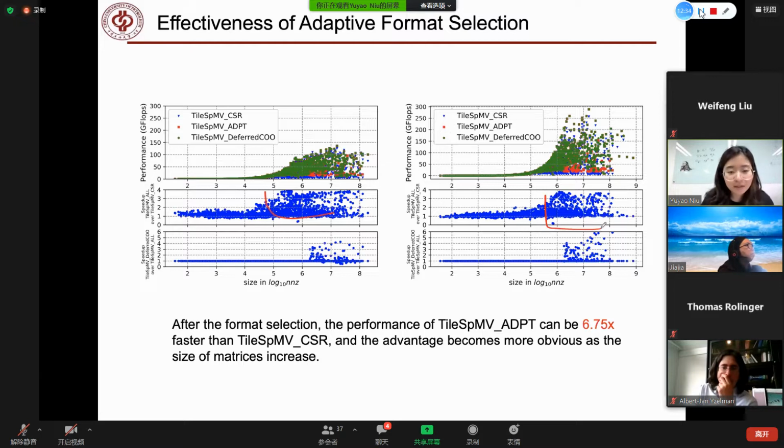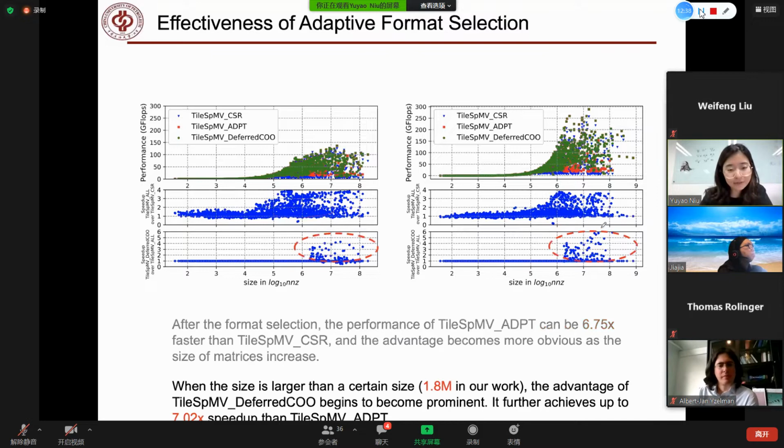When the size of matrices is relatively small, we continue to choose the TileSpMV adapt method. But when the size is larger than a certain size, 1.8 million in our work, the advantages of TileSpMV defer COO begin to become prominent, and it can further achieve up to 7.02 times speedup over TileSpMV adapt.